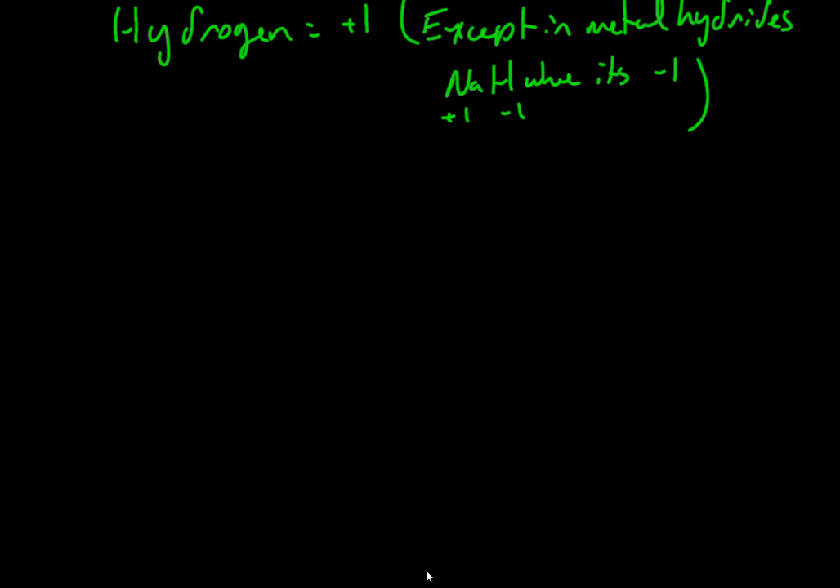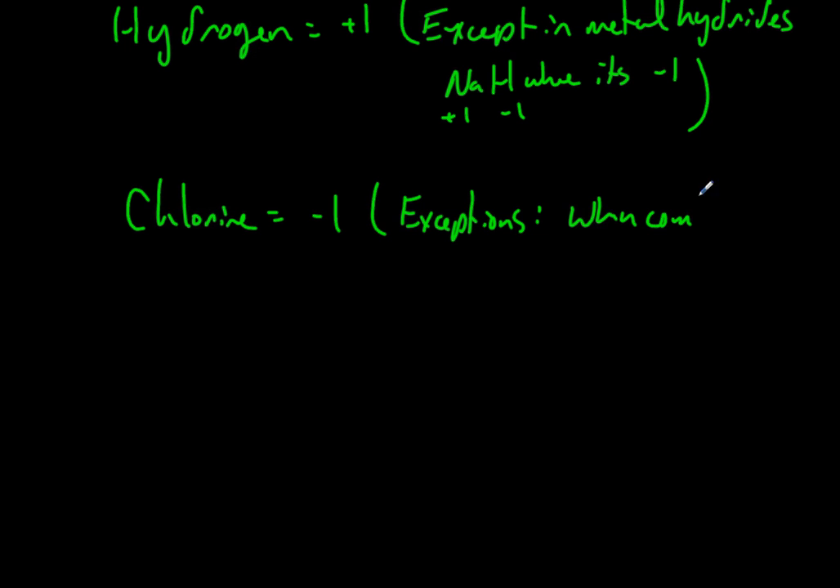And is there anything else? Oh, yes. Fluorine is almost always -1. The only exceptions are when combined with things that are more electronegative, such as F or O. Okay.